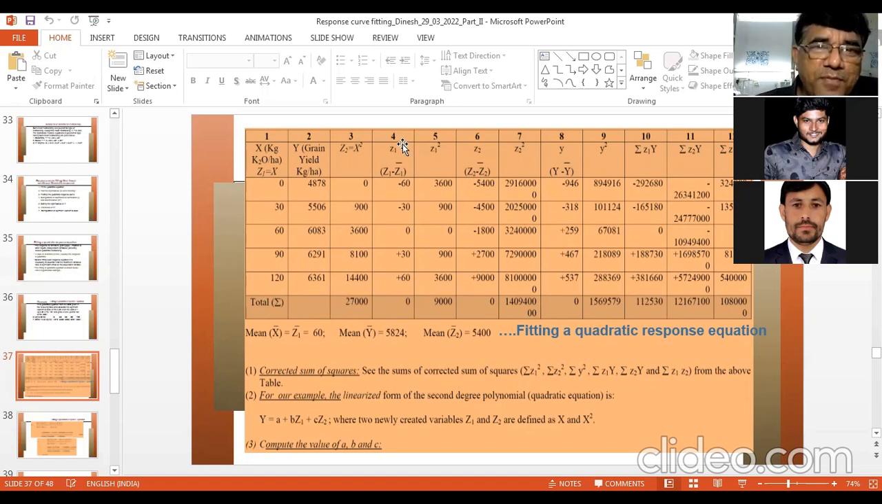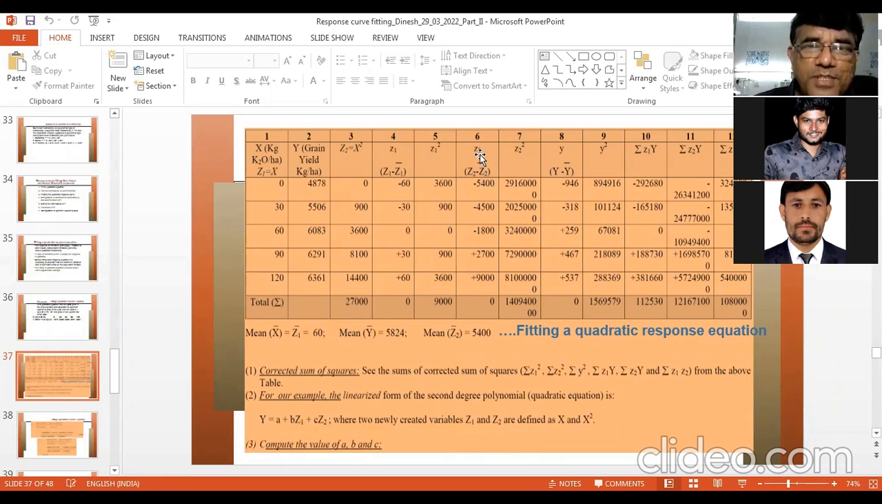Now you come to column number 4, small z1. It can be calculated as capital Z1 minus Z1 bar. So you take the first column and subtract the mean, and you get small z1 in column number 4. Column number 5 is simply squaring it. When you square column number 4, you get column number 5. Then column number 6 is Z2. Z2 relates to your x square.